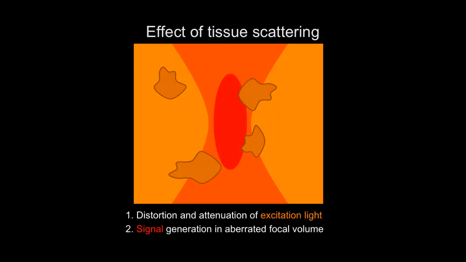So this focal volume here that I want to create, that should have certain dimensions, is actually going to be distorted. And as a consequence, the signal that I'm generating is going to be different than in the unperturbed case. Okay? So the signal generation is now generated in an aberrated focal volume. The focal volume is attenuated, and its shape is going to be distorted, and that means that I'm generating less photons that come from a larger area in space.